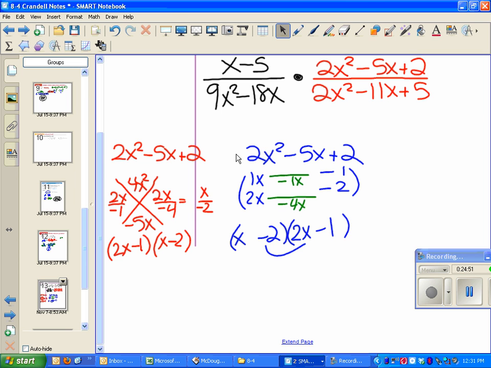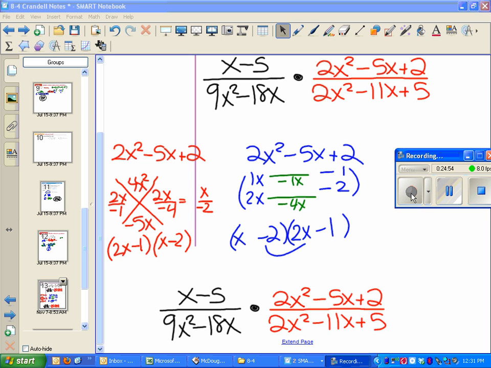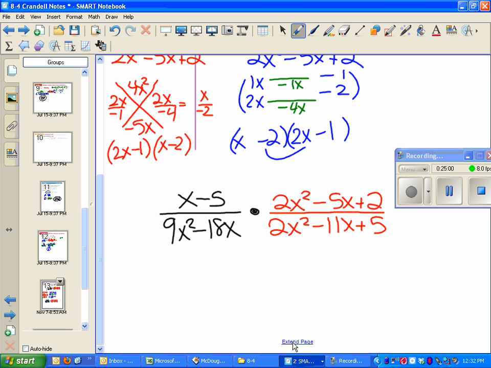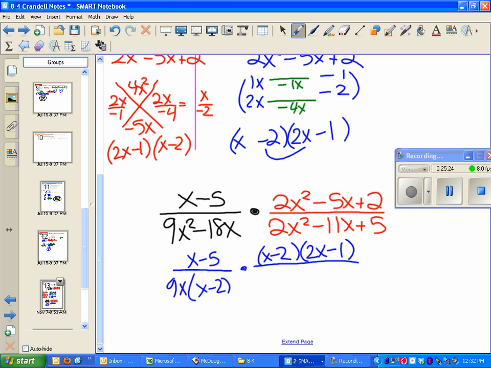Okay, so I made a second copy of the problem and moved it down here. So we're going to rewrite x minus 5 since there's nothing to factor. And then 9x squared minus 18x. What's the GCF there? 9, and then what else? Good, 9x. All right, so we have x minus 2. And then we factor the top, and that's going to be x minus 2 times 2x minus 1. And our other factoring is going to be, let's see, we have 2x and x. That's going to be minus 5 and minus 1.